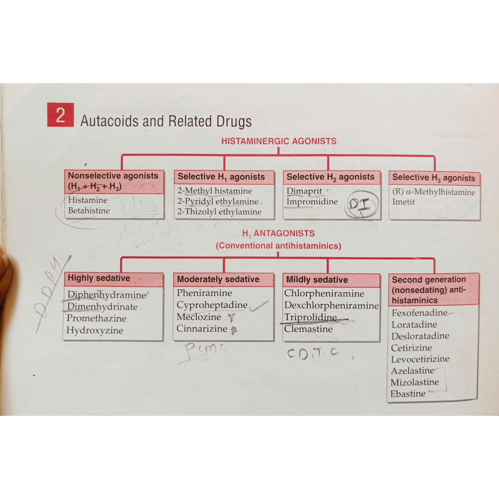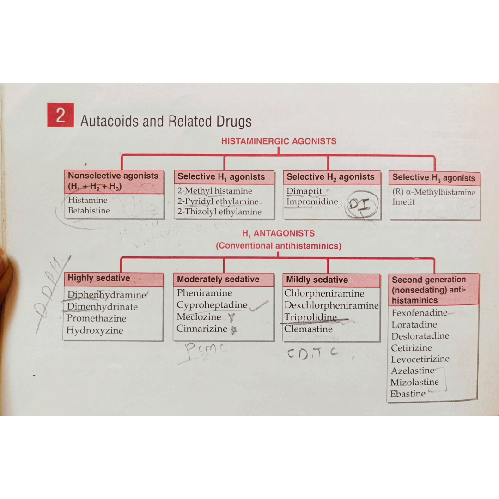So the first one is the histaminergic agonist portion, that is non-selective and selective. The first one is the non-selective agonist that includes histamine and betahistine. The next one is the selective H1 agonist that includes 2-methylhistamine, 2-pyridyl-ethylamine, 2-thiazolyl-ethylamine. The next one is the selective H2 agonist that includes dimaprit and impromidine. These two drugs are selective H2 agonists. Agonist means the drugs or substances that act like histamine.